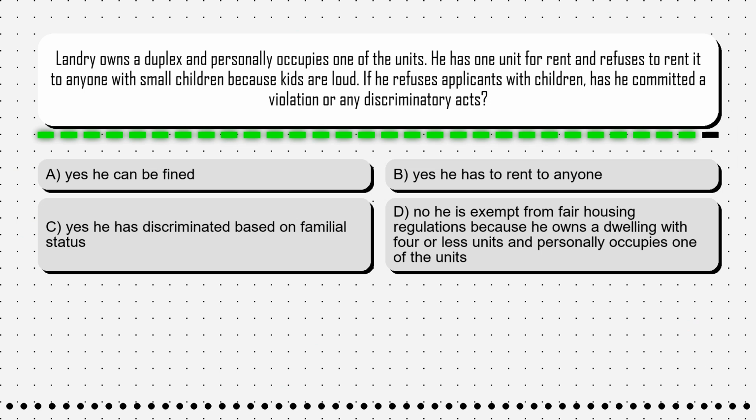Question 89. Landry owns a duplex and personally occupies one of the units. He has one unit for rent and refuses to rent it to anyone with small children because kids are loud. If he refuses applicants with children, has he committed a violation or any discriminatory acts? Option A, yes, he can be fined. Option B, yes, he has to rent to anyone. Option C, yes, he has discriminated based on familial status. Option D, he is exempt from fair housing regulations because he owns a dwelling with 4 or less units and personally occupies one of the units.